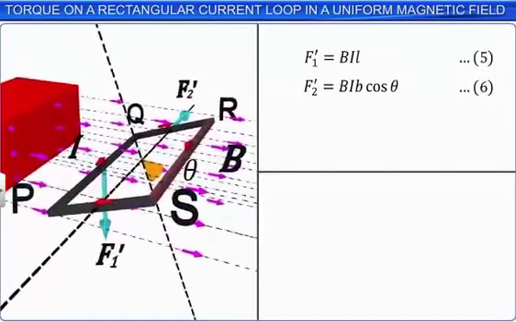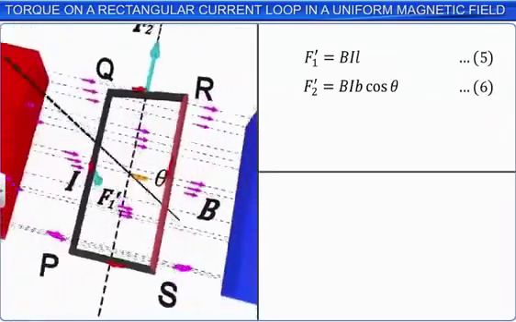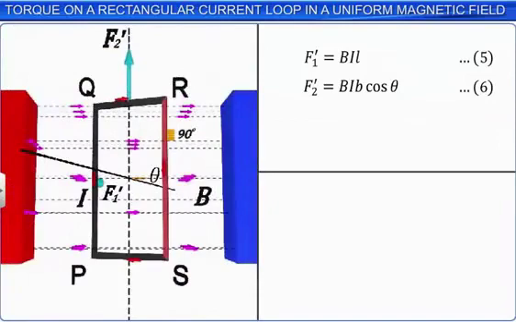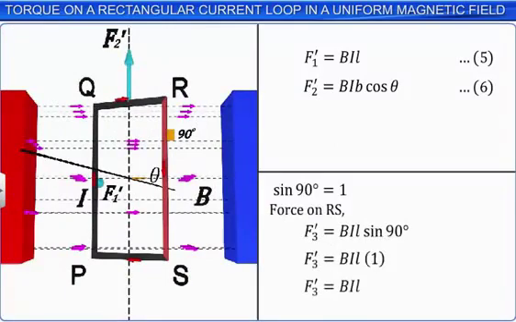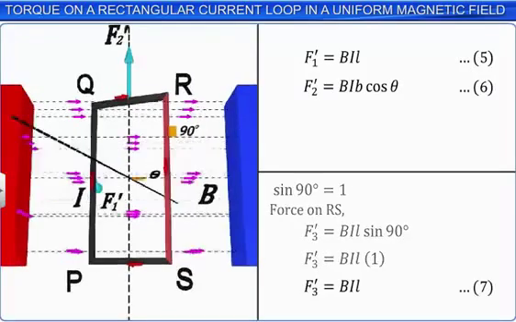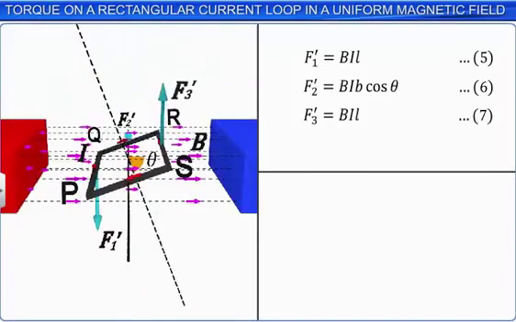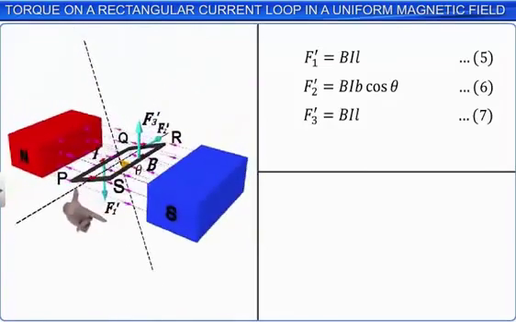The direction of current through the arm RS of the loop is perpendicular to the direction of magnetic field. Then, the force acting on the arm RS of the rectangular loop due to the magnetic induction B, F3', is equal to BIL. Let this be equation 7. Using Fleming's left-hand rule, we find that the force acts upward in a direction perpendicular to the plane containing current and magnetic field.